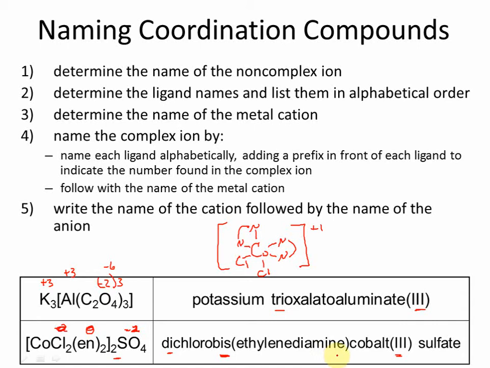So this is the cation first, and this is the anion. And again, it's separated by a space because it's two words, because you have a cation and an anion.